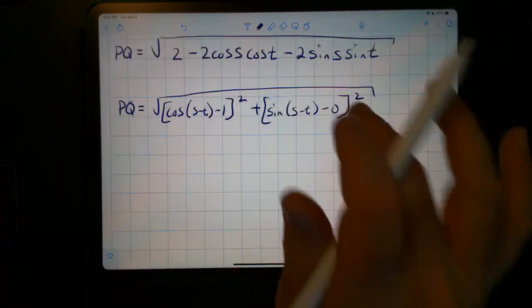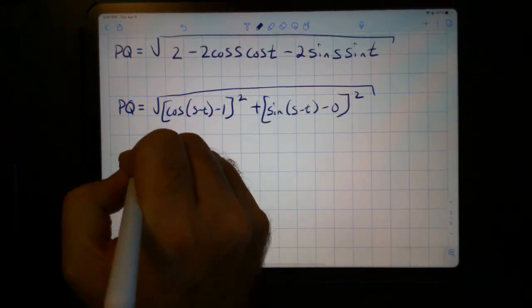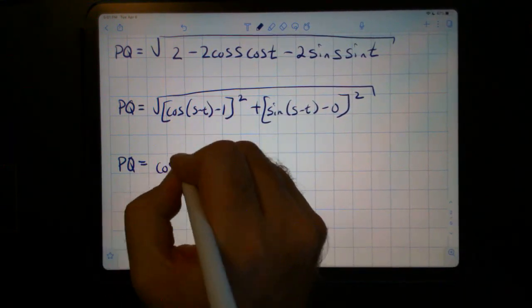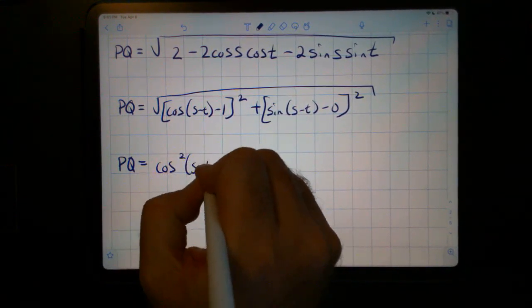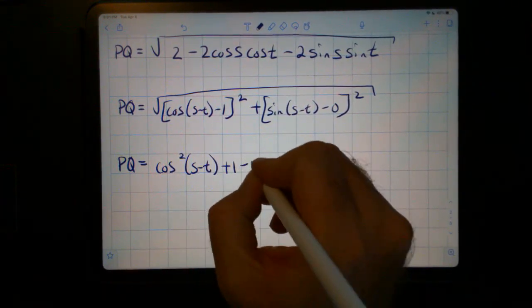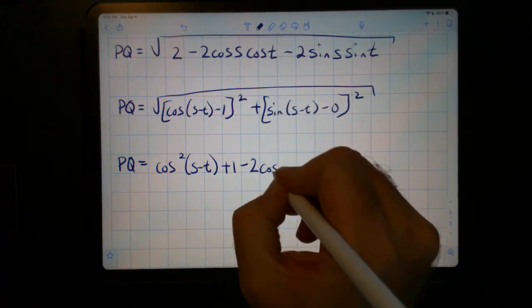Okay, let's clean this up a little. We have PQ is equal to, okay, square the first term. We have cosine squared of S minus T, and then square the second term, and then we're going to add 2 times their product.